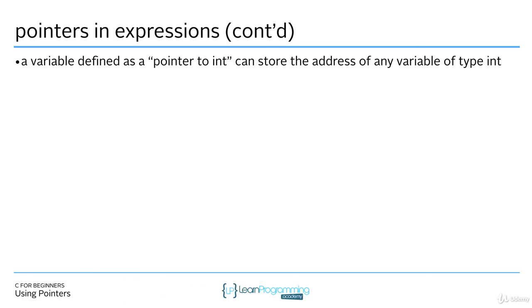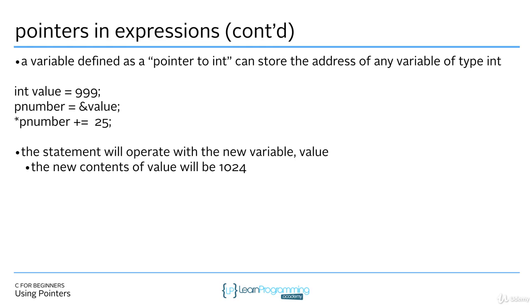A variable defined as a pointer to an int can store the address of any variable of type int. We know that. So here, int value equals 999. We can assign its address to pNumber as long as pNumber is a pointer to an int, and then we can add to it. This statement will operate with the new variable value, and the new value will be 1024. pNumber is pointing to the address of value, so if you change what it's pointing to, you're going to change the value of this variable value.